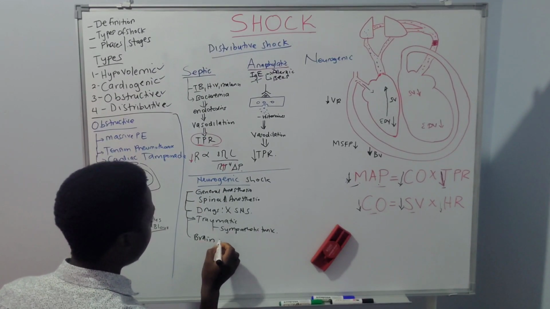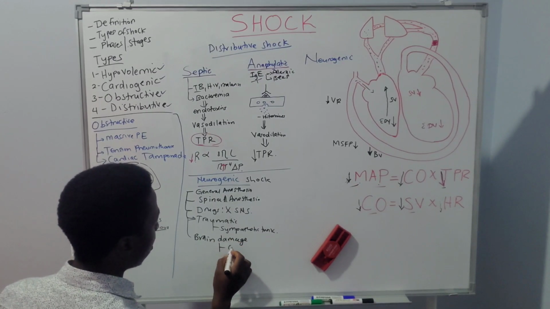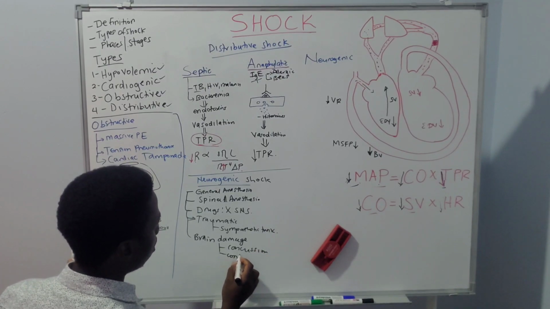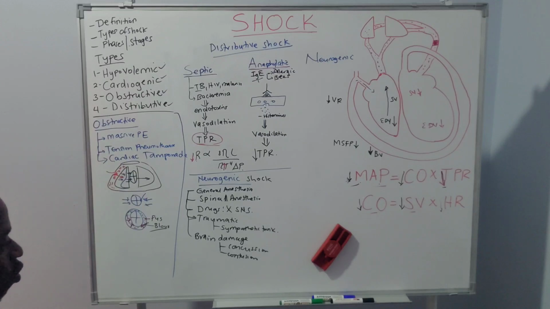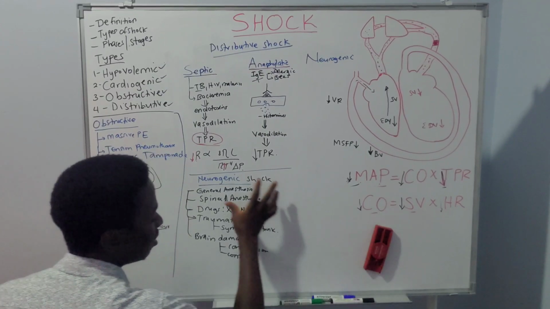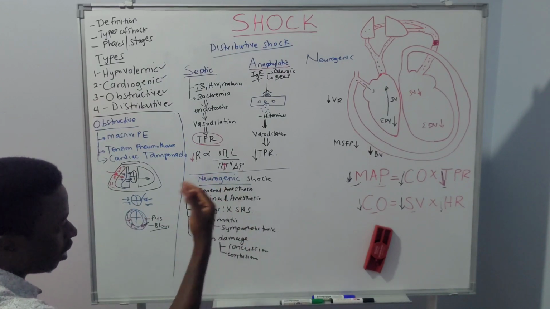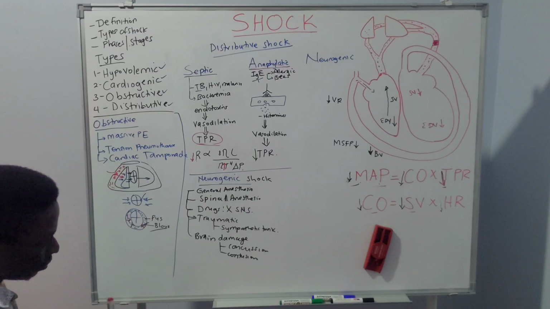Maybe brain damage, or maybe they've had a concussion, or even a contusion. So all these will tend to predispose you to neurogenic shock. These are some of the causes that can bring about neurogenic shock. But how do they bring it about? What's the mechanism? The mechanism is very simple.